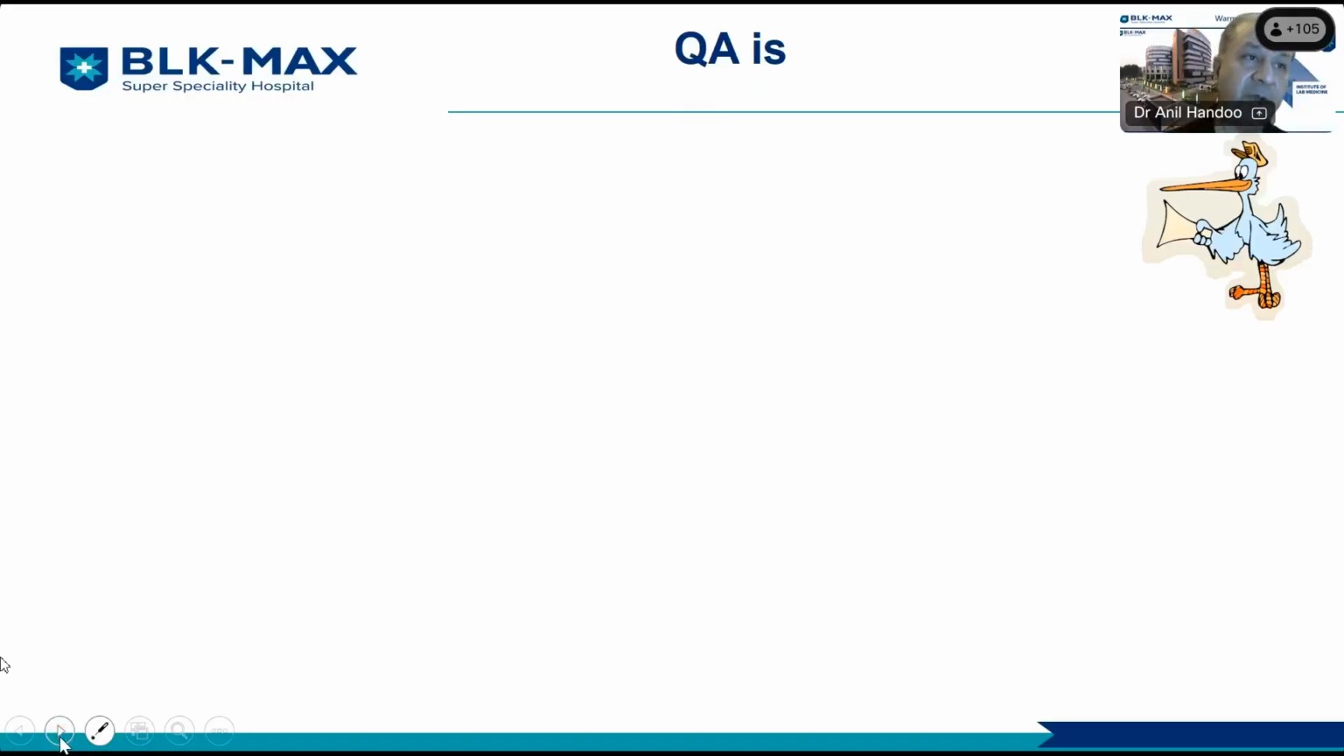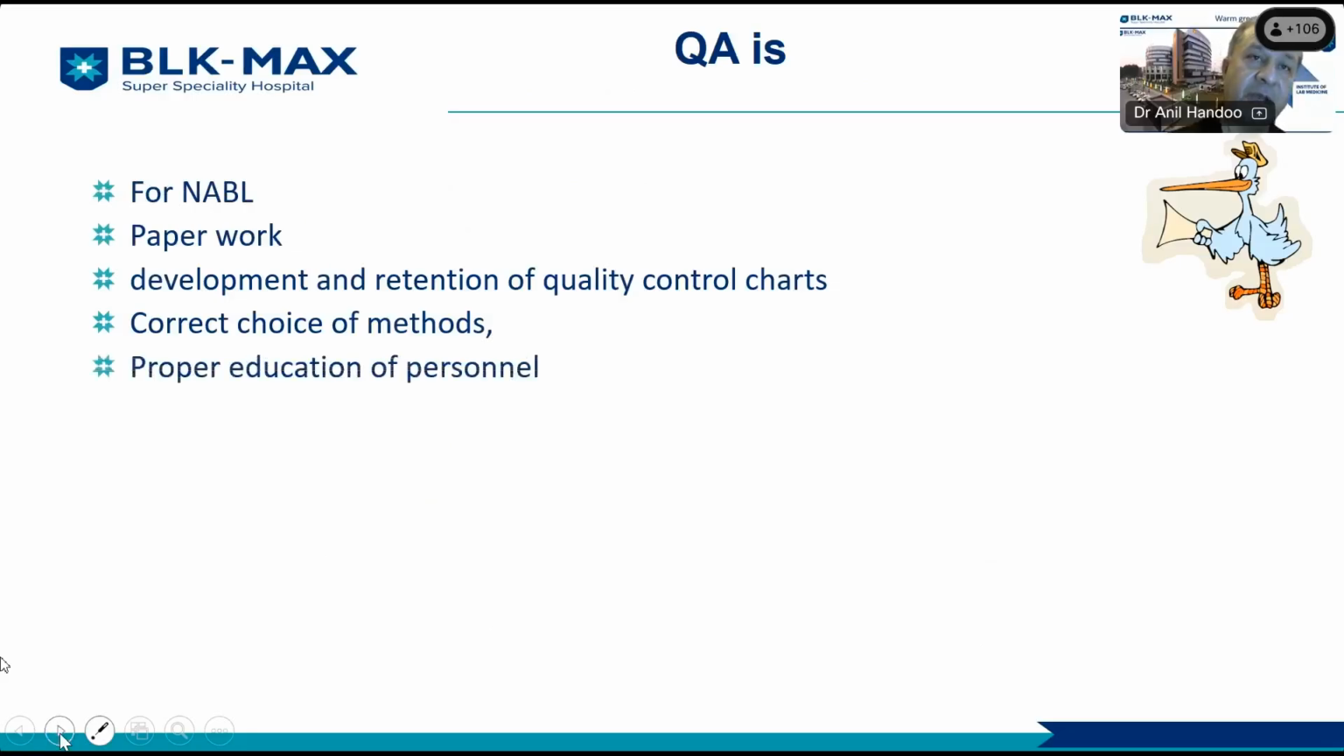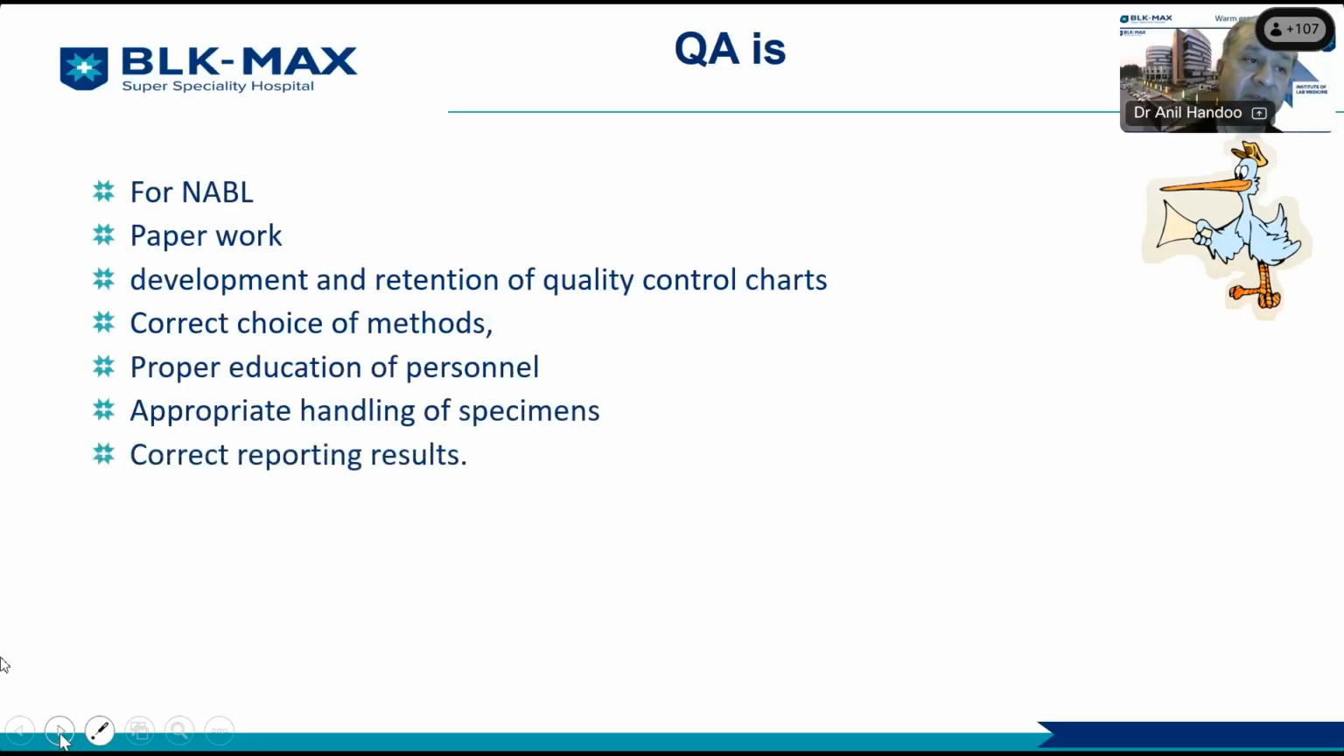Now, quality assurance, therefore, is not only for NABL. While it's an important aspect of the quality assurance in the majority of the labs across the country, you should also remember that while it may be some degree of paperwork, yes, you might need to develop and retain the quality control charts and other material. You might have to select the right choice of methods. You might have to have proper education of the personnel. You might have to have appropriate handling of specimens and correct reporting of results.